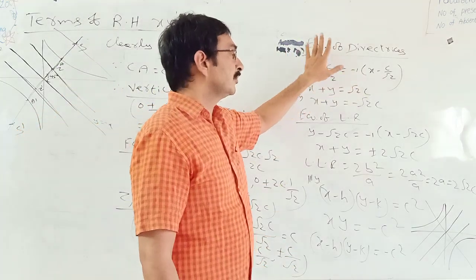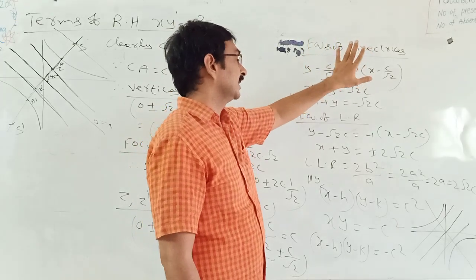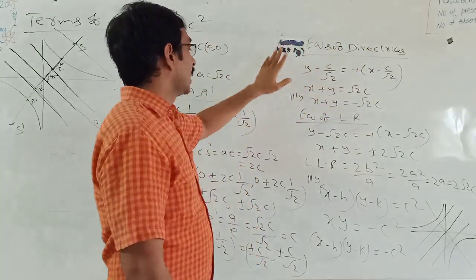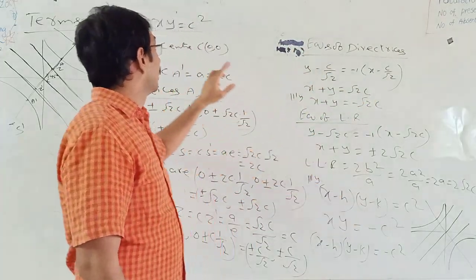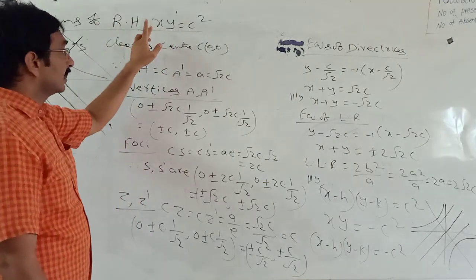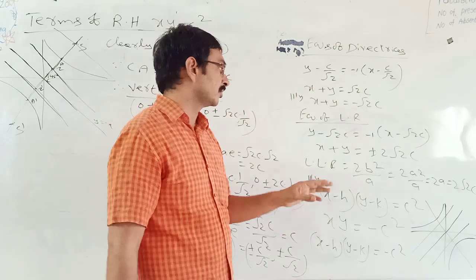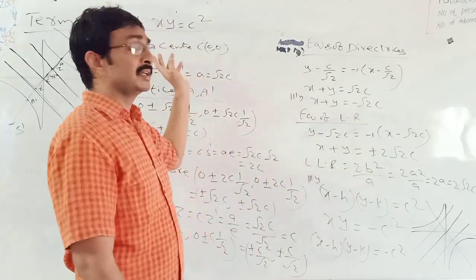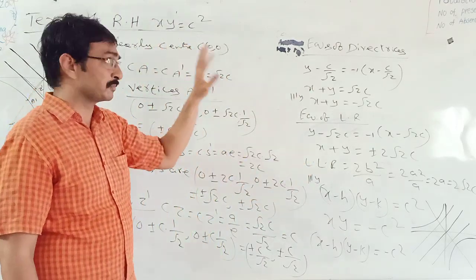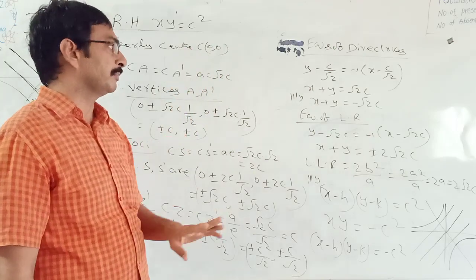Now the working rule for writing equations of this hyperbola from the equations of lines of xy equals c squared. For lines, the working rule is to replace x with x minus h and y with y minus k.